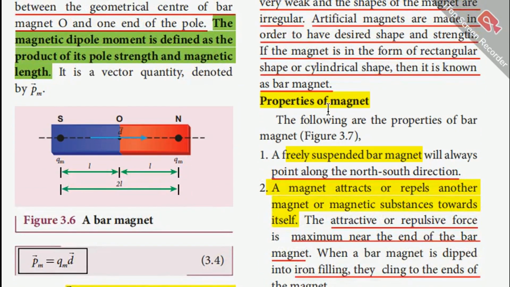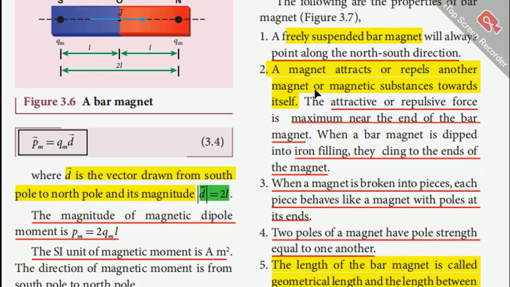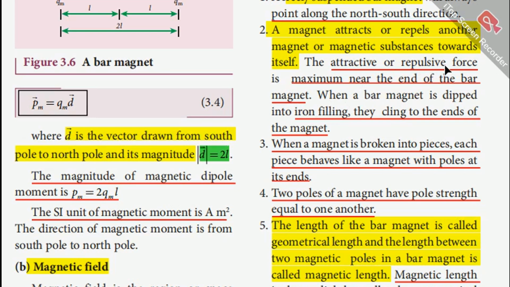Now let us study about the properties of magnets. The first one is the freely suspended bar magnet will always point along the north-south direction. Second, the magnet attracts or repels another magnet or magnetic substance towards itself. The attractive or repulsive force is maximum near the ends of the bar magnet. And when a bar magnet is dipped into iron filings, they cling to the ends of the magnet, showing that the power of the magnet will be maximum at the poles.